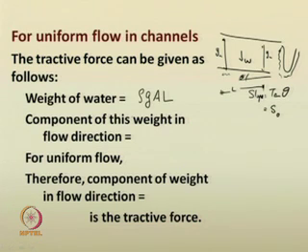Now, what is the component of this weight in the flow direction? The flow direction is like this. So, there will be a component of this weight in this flow direction, and you have to determine that. So, what is that quantity now? It is nothing but rho g A L sin theta.